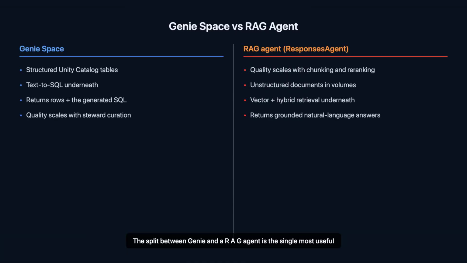The split between Genie and RAG agent is the single most useful mental model in the multi-agent section. Genie sits on structured Unity catalog tables, runs text to SQL underneath, and returns rows plus the generated query so you can audit it. Quality scales with how well the stewards curated the space. RAG Agent is different. Its quality scales with your chunking and re-ranking choices. It sits on unstructured documents in volumes, runs vector or hybrid retrieval underneath, and returns grounded natural language answers. They are not interchangeable.